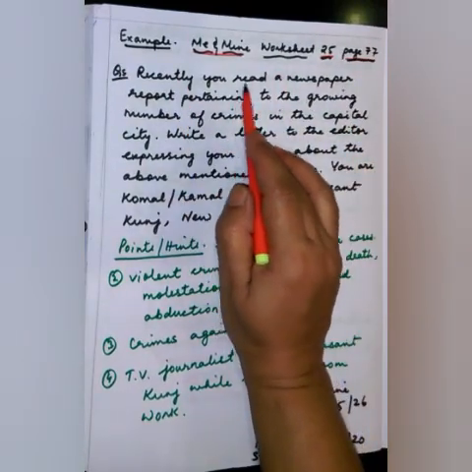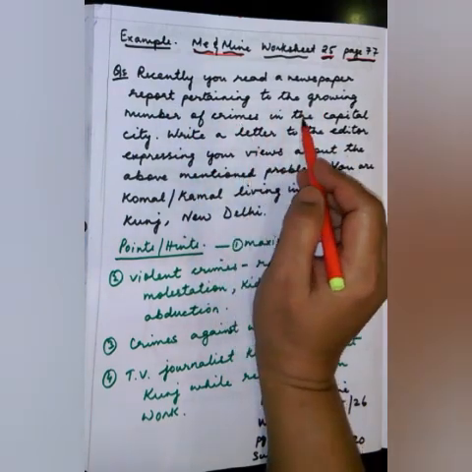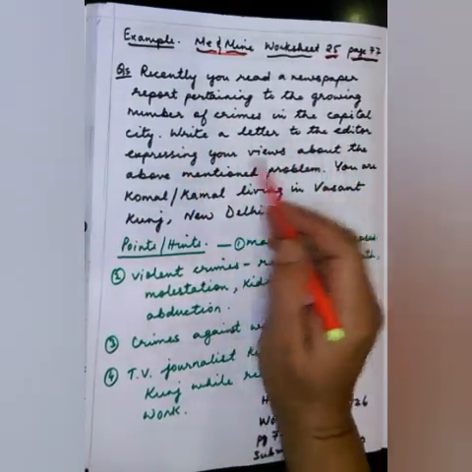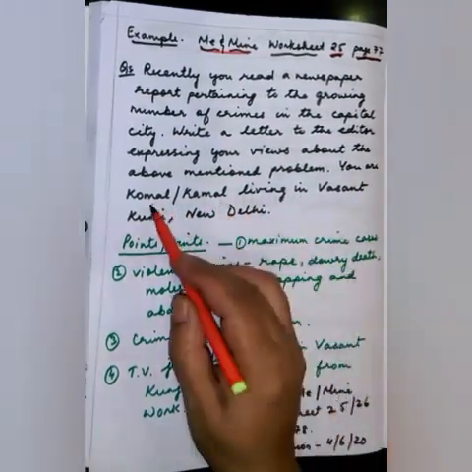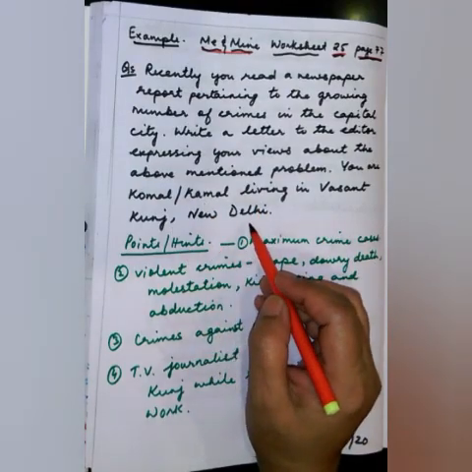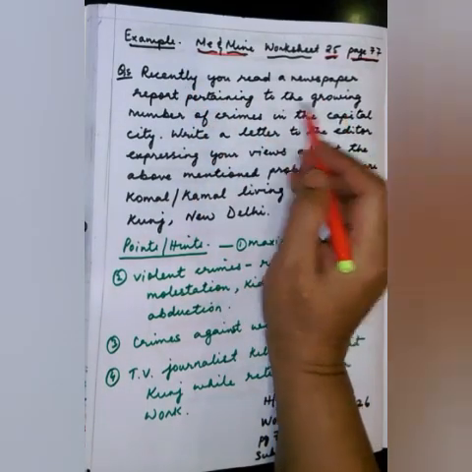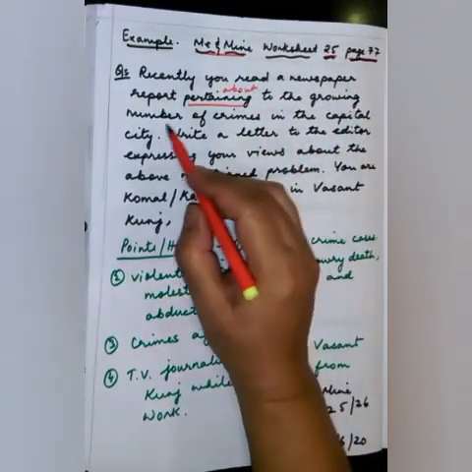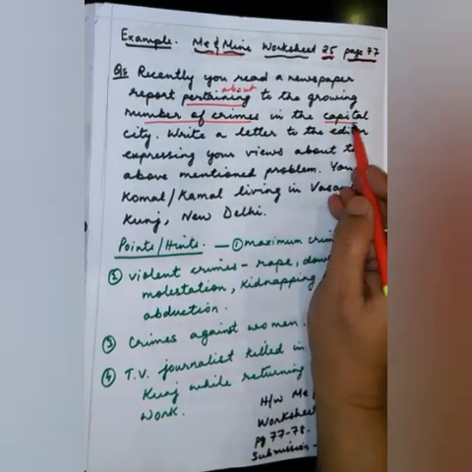The question is: recently you read a newspaper report pertaining to the growing number of crimes in the capital city. Write a letter to the editor expressing your views about the above mentioned problem. You are Komal or Kamal living in Vasant Kunj, New Delhi. Pertaining means about. Okay, about the growing number of crimes. Too many crimes in the capital city. Capital city means New Delhi.